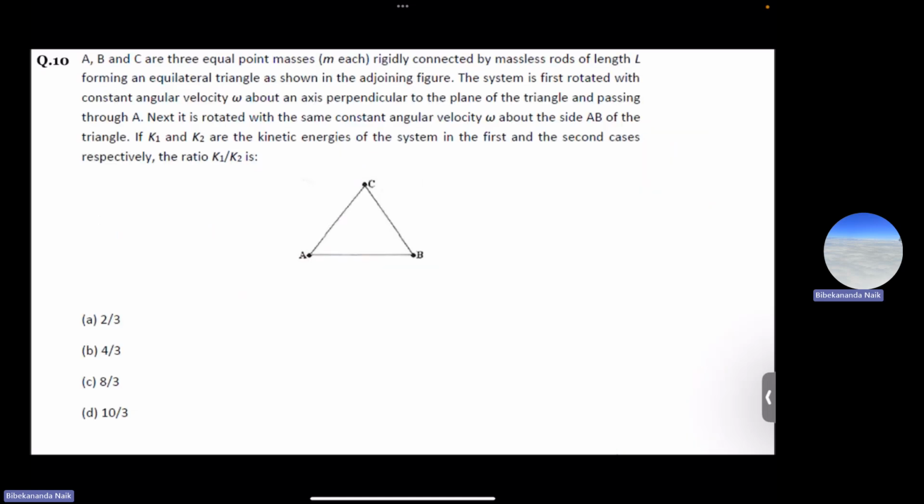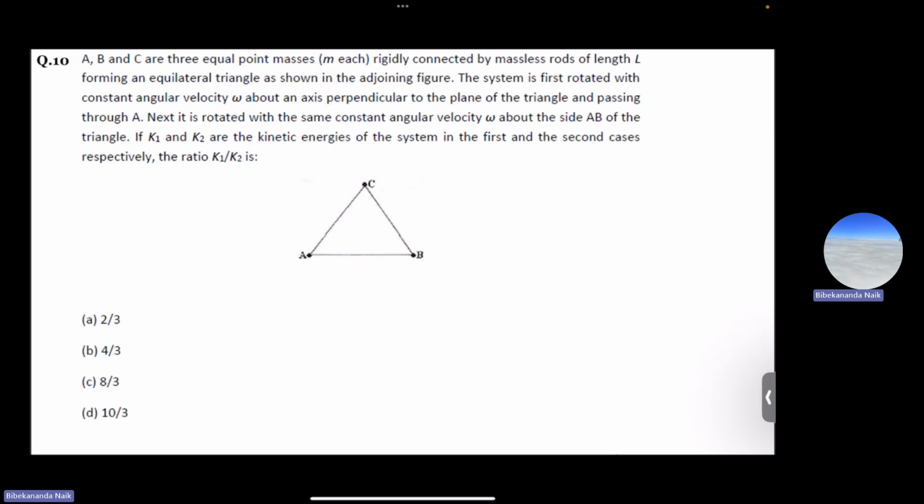Now we move to question number 10, which is the last question of today's interaction session. So the question says, A, B, C are three equal point masses of M each, rigidly connected by massless rods of length L, forming an equilateral triangle as shown in the adjoining figure. The system is rotated fast with constant angular velocity omega about an axis perpendicular to the plane of the triangle and passing through A.